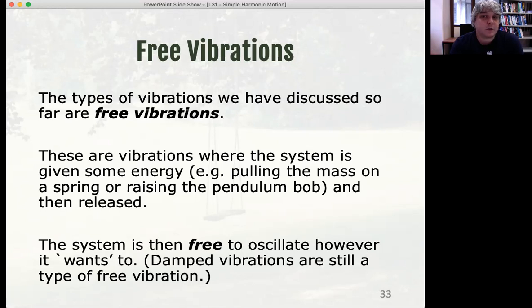Damped vibrations that we talked about are where it loses some energy to the environment, to the connections or the things holding it up or whatever happens to be. They are still a free vibration because you're just giving it some energy and then letting it go. So they're still free in that sense.